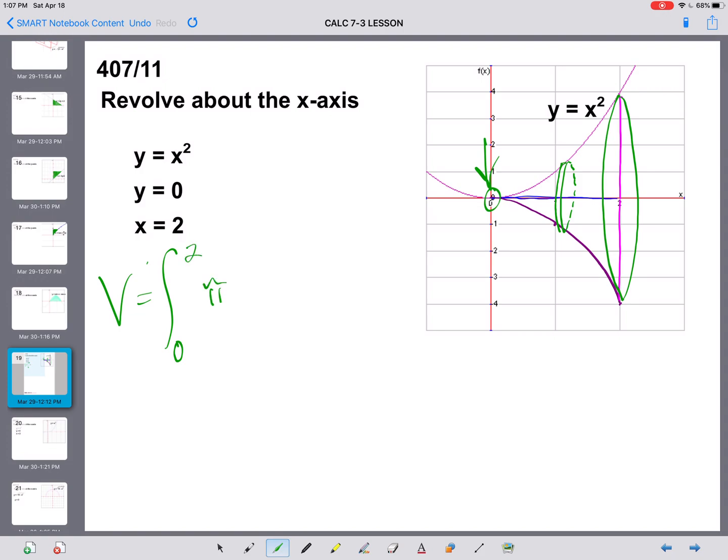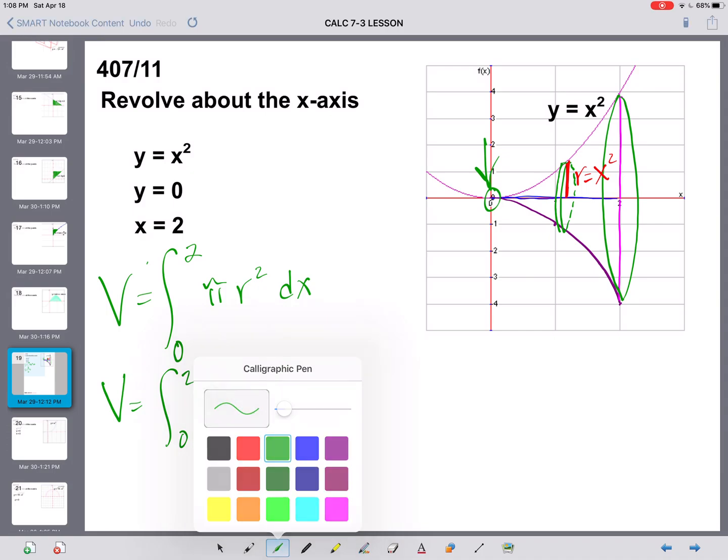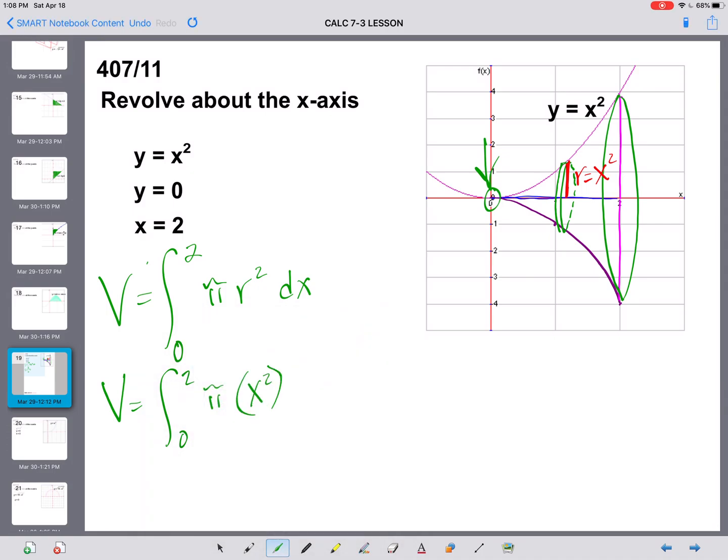Now, it's pi r squared times the thickness. Now, let's figure out the r. 0 to 2, pi, what is the r equal to? Well, the r is right here. That's the radius. It's equal to the y, and the y is equal to x squared. So yeah, in place of the r goes x squared. So look at this. We're going to have x squared squared. There it is. Because remember, the r is squared, so our x squared has to be squared.